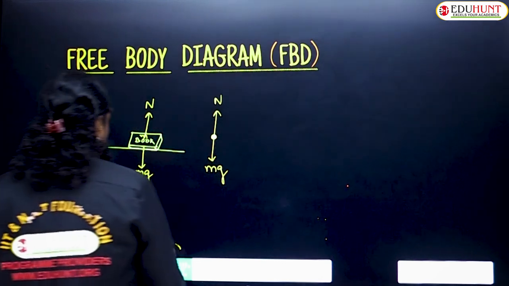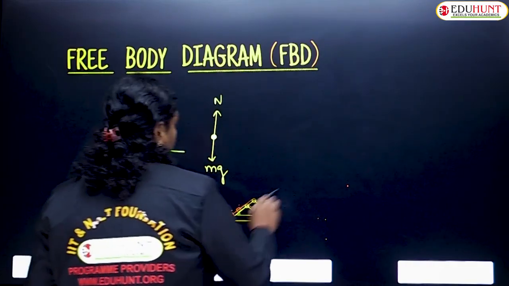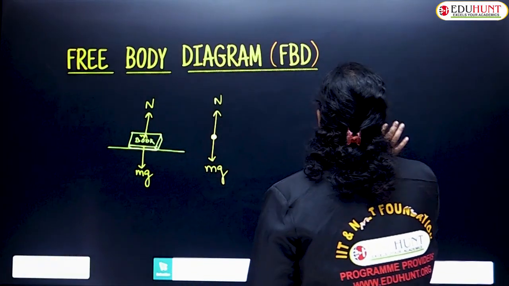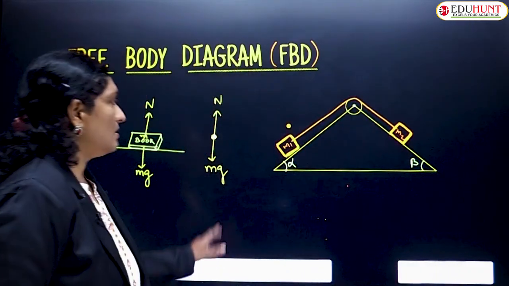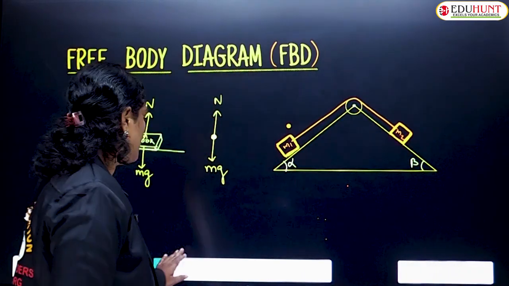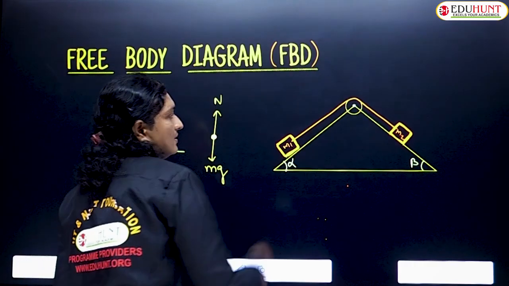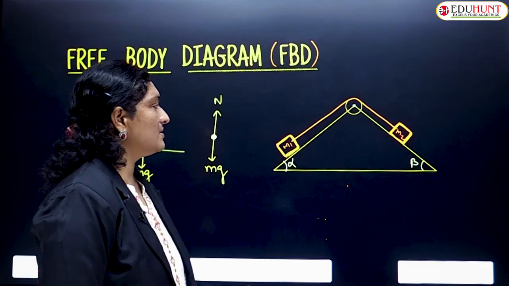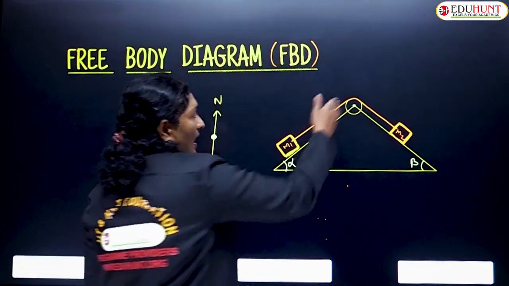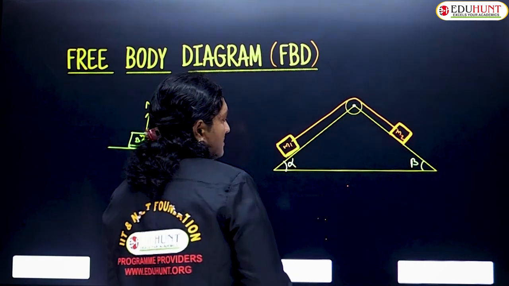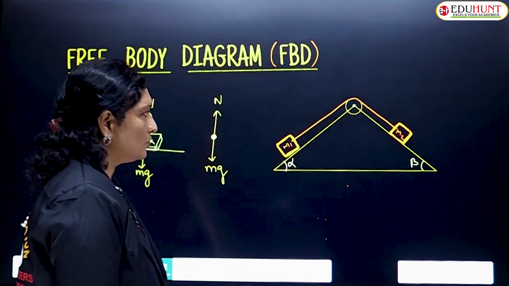To make you understand in a better way, I would like to consider one more example. Let us consider that two bodies of masses m1 and m2 are attached with the help of a string as shown in the figure. Let the mass of the first body be m1 and the mass of the second body be m2. They are lying on this wedge, making angles alpha and beta respectively at the two corners.